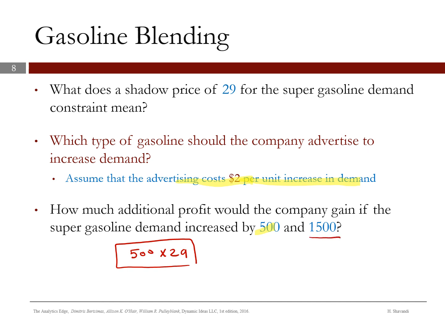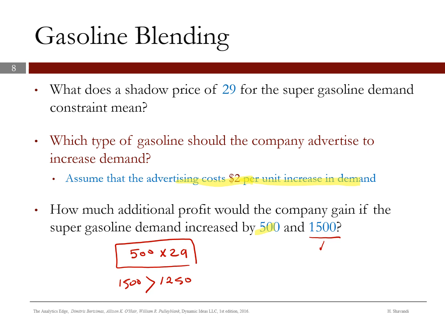If we increase the demand of super gasoline by 1500, since the allowable increase for super gasoline was 1250, and now 1500 is beyond that allowable increase, by this amount of increase the shadow price of $29 is not valid anymore. So this says we need to rerun the algorithm; I mean, we need to resolve the model in order to obtain a new optimal solution.